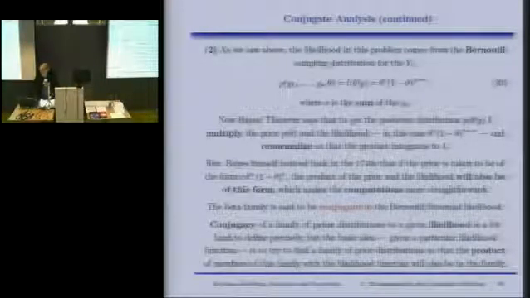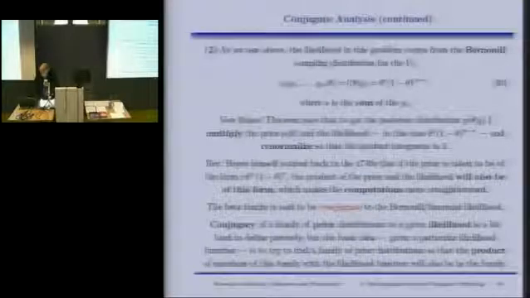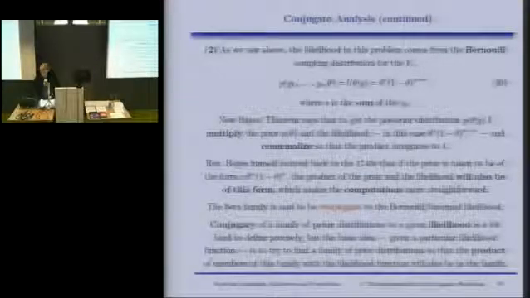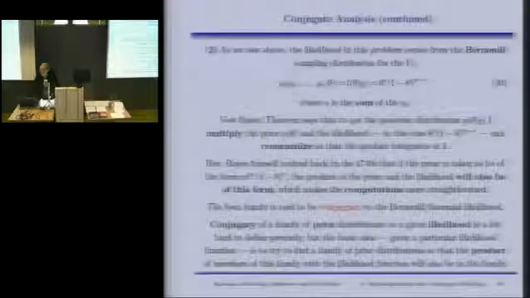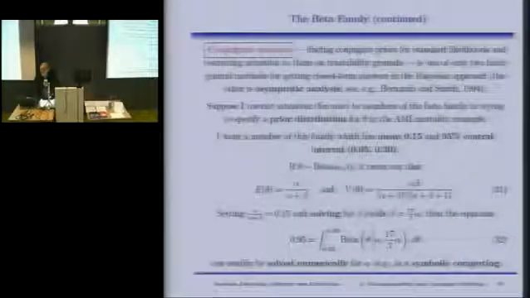And so it's a little bit hard to specify mathematically what the idea is, but basically you try to find a family of prior distributions so that the product of members of this family with the likelihood function will also be in the family.